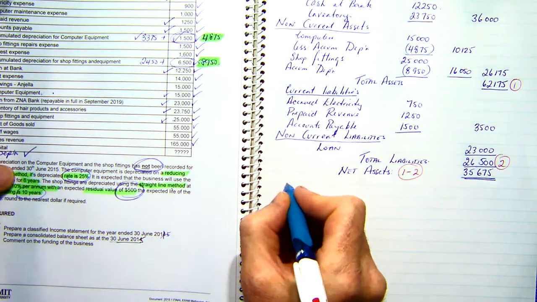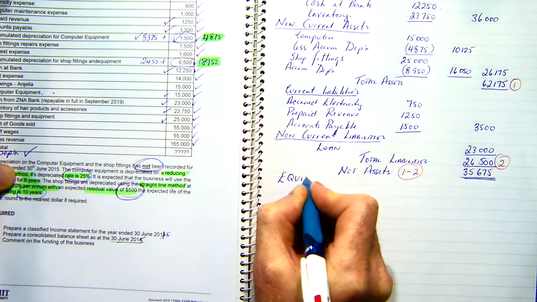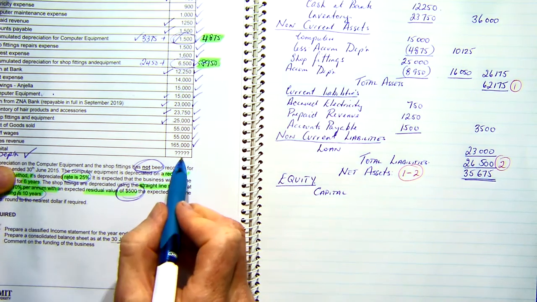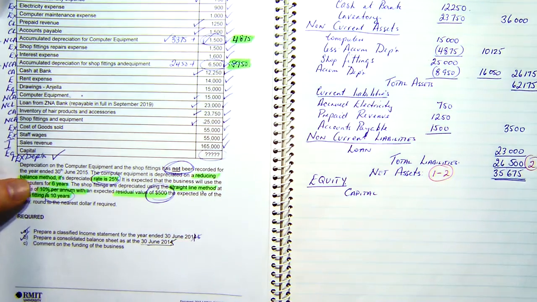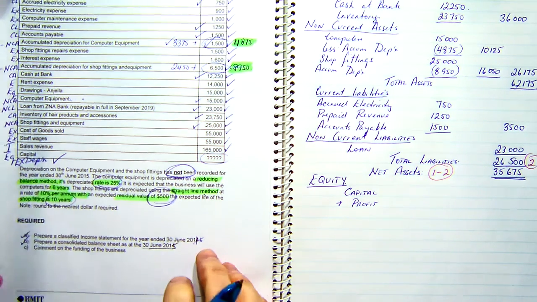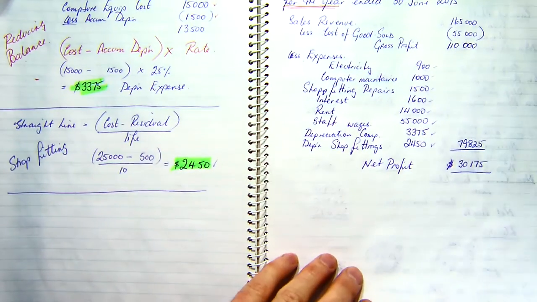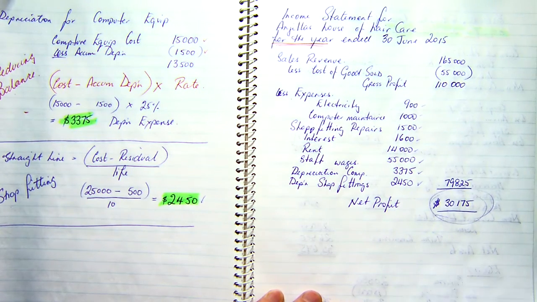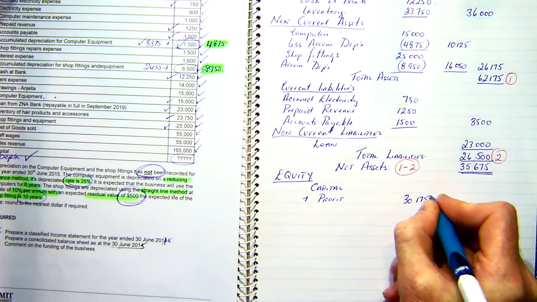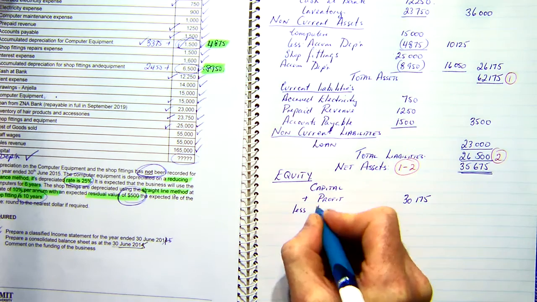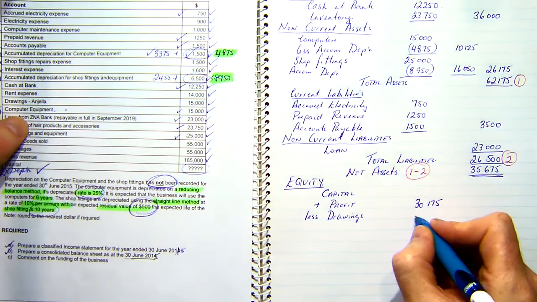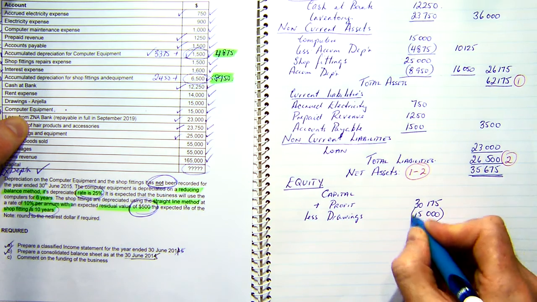Now the last part of my balance sheet is equity. Now my equity is my capital. Now my capital's down here, but we don't actually know how much my capital is, so I need to calculate that. Plus my profit. Now my profit we worked out in my income statement. So my profit is this number here, 30,175. So I need to include that, 30,175, less my drawings. So less my drawings comes to 15,000.